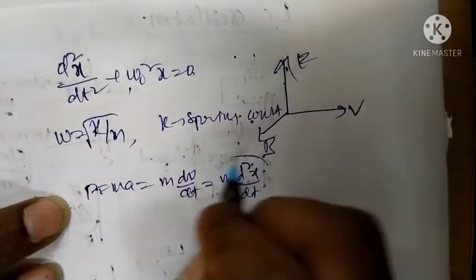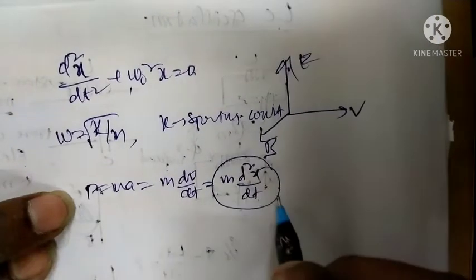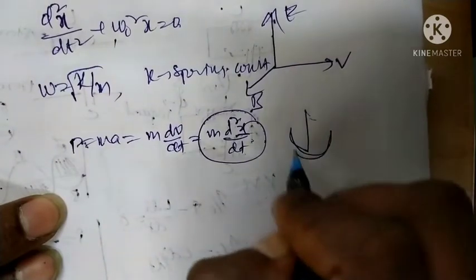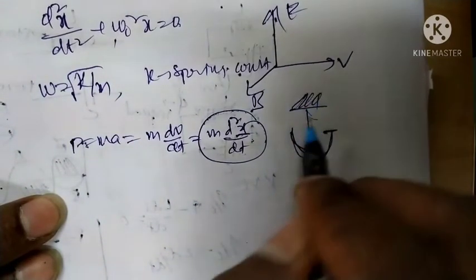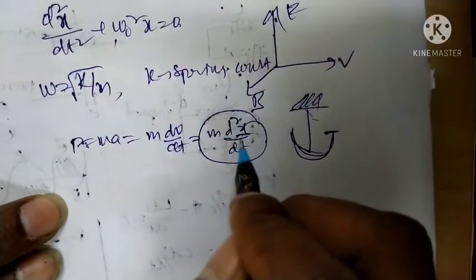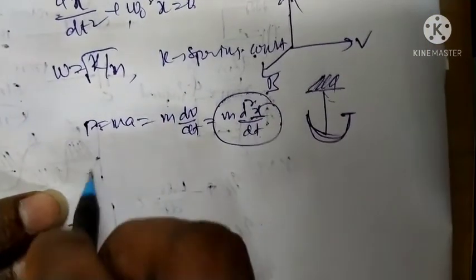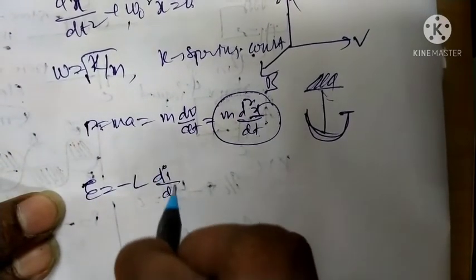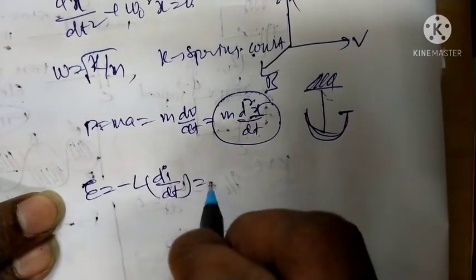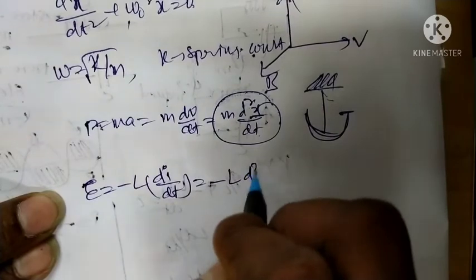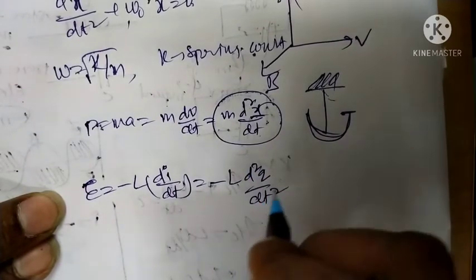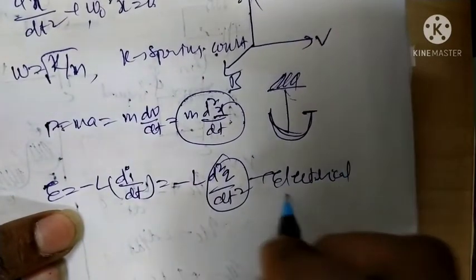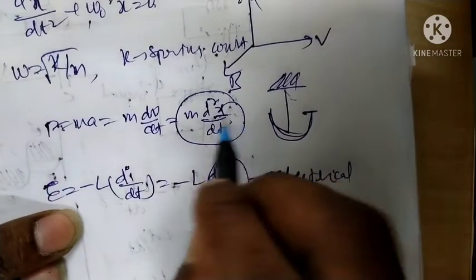In the case of electrical energy, x means displacement. Simple harmonic motion is a changing displacement. In the electrical case, induced EMF is equal to minus L ∂I/∂t. What is the I value? Minus L ∂²q/∂t². This is the energy in electrical form. It is electrical energy, and that is mechanical energy.